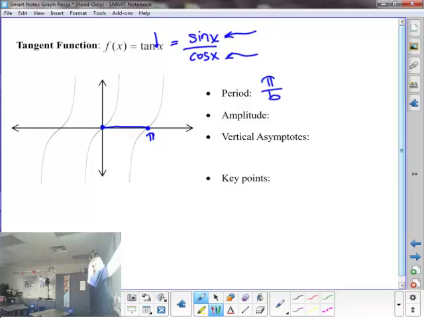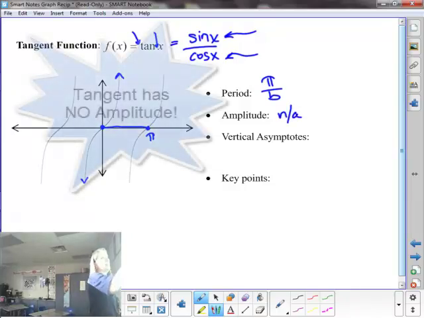Now, interestingly, amplitude would normally come from a vertical stretch value in front of the tangent, but amplitude was also defined as half the maximum minus the minimum, and the tangent curve actually goes up and down forever, so there is no amplitude. Never ever say that there's an amplitude on tangent.